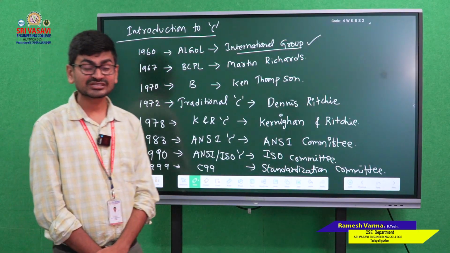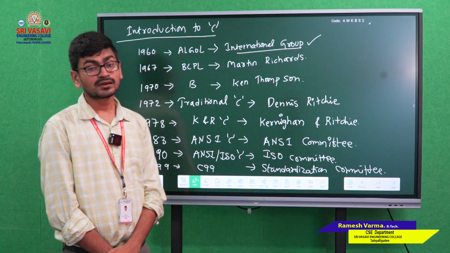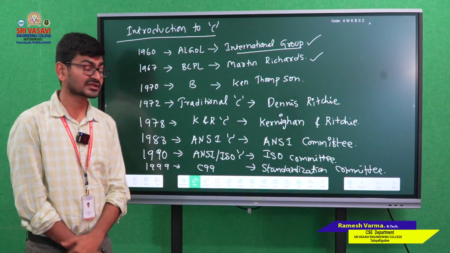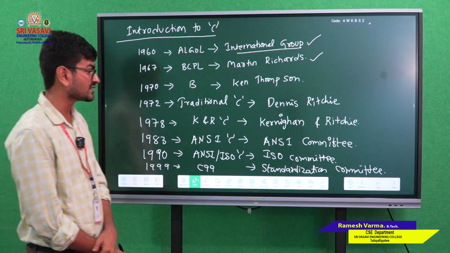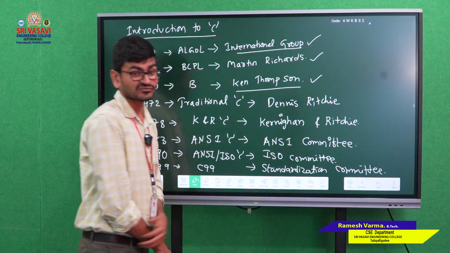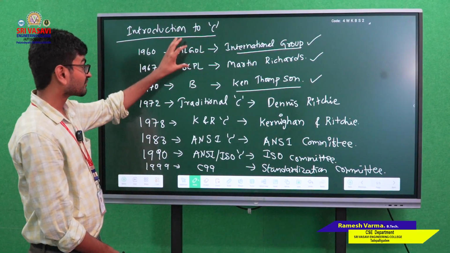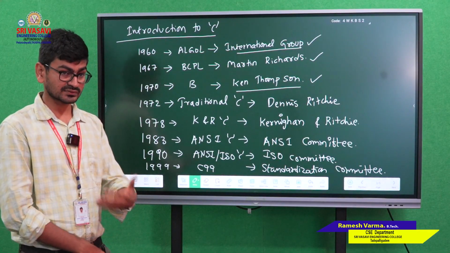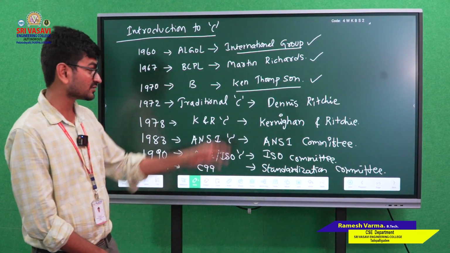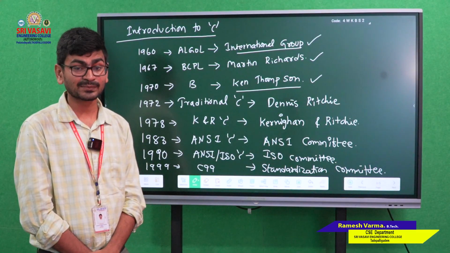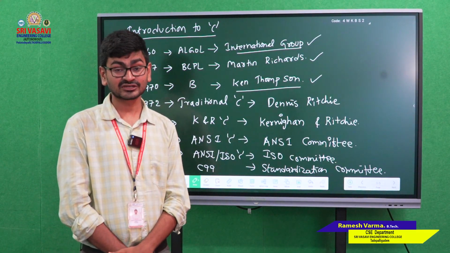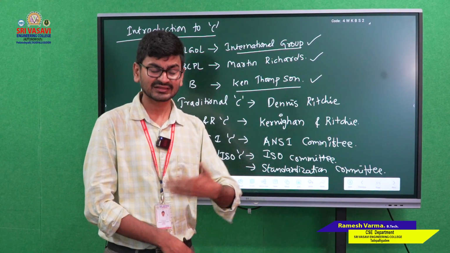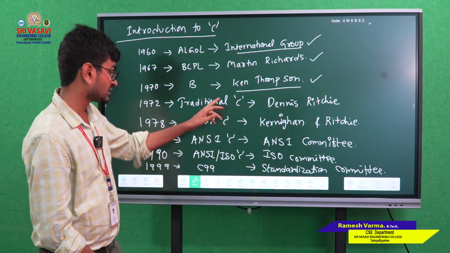At first, the Algol language came into existence, developed by International Group. In the year 1967, there was a language called BCPL, developed by Martin Richards. In 1970, there was a programming language called B language, introduced by Ken Thompson. Later, these languages had some limitations. So the people of AT&T Bell Labs, because Dennis Ritchie was working at AT&T Bell Labs in this period, from 1970 to about 1980, Dennis Ritchie developed a language called C language.